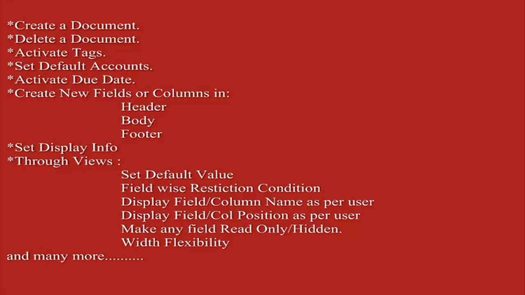With Voucher Wizard, we can create a new document, we can delete a document, we can activate a tag, set default accounts, activate due date, create new fields or columns in either header, body or footer, set display info. Through views, we can set default value, field-wise restriction condition, display field or column name as per the user, display field or column position as per the user, make any field read-only or hidden, width flexibility, and many more can be done through Voucher Wizard. We are going to discuss all these things.